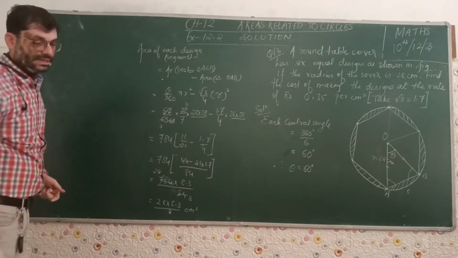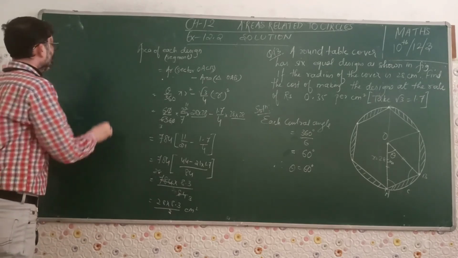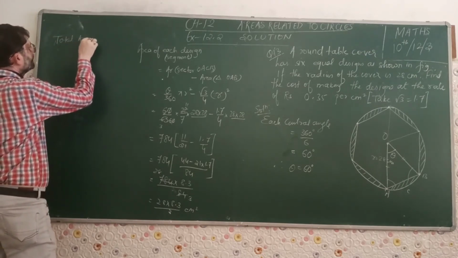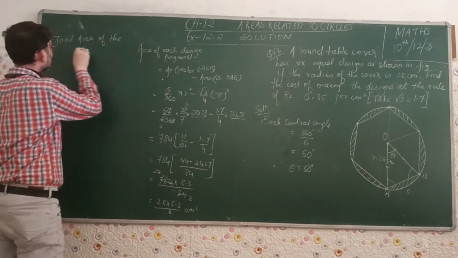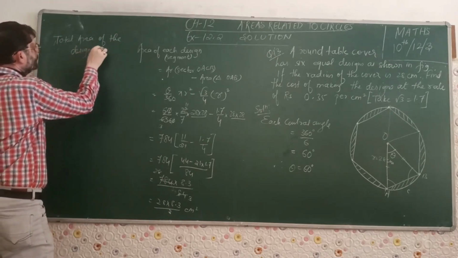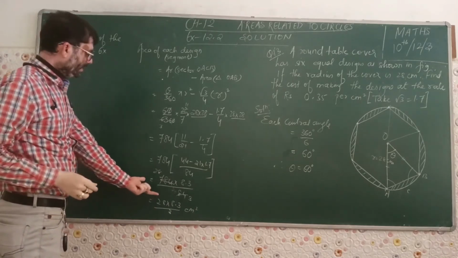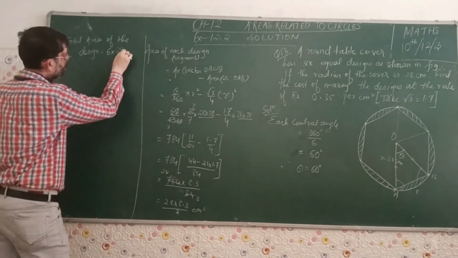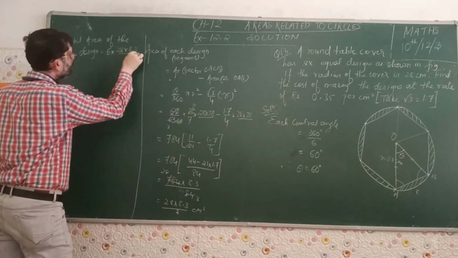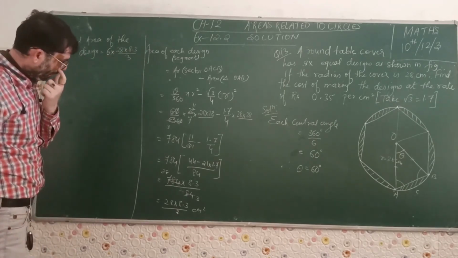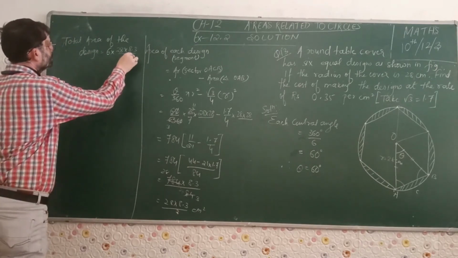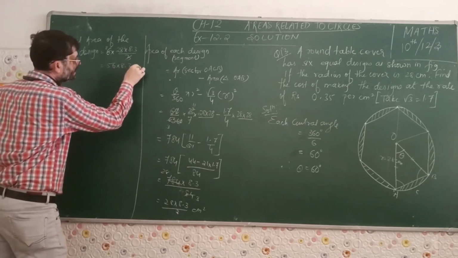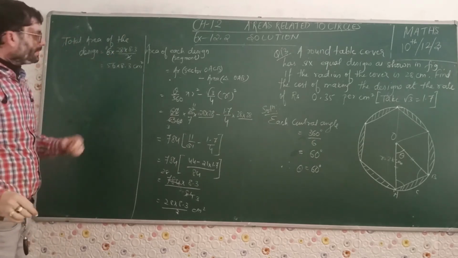So we need to find the area of 6 such designs. So total area of the design will be 6 into area of each design. So this is 6 into 28 into 8.3 upon 3. Then this is 3 twos, so this is 56 into 8.3 centimeter square. This is the total area. Again, let us move on further.